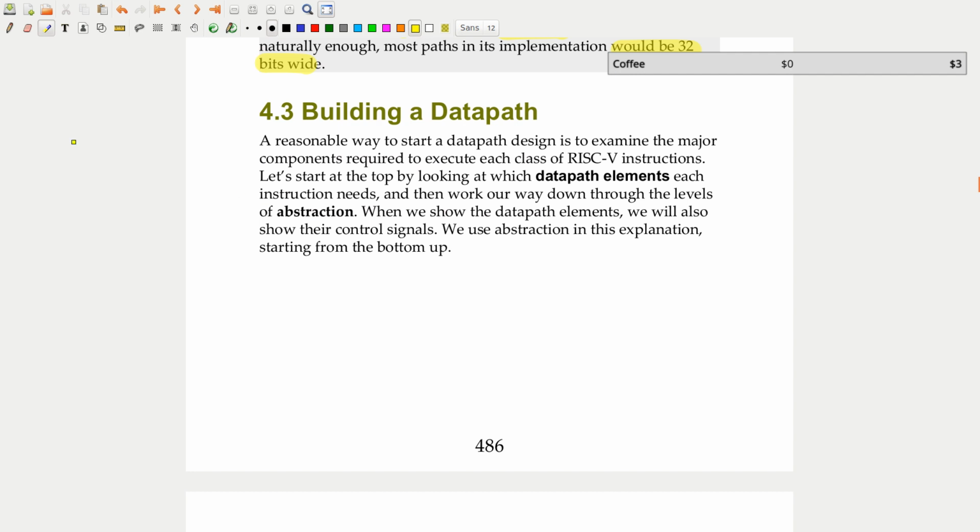So now let's talk about the data path. A reasonable way to start a data path design is to examine the major components. So let's start looking at which data path elements each instruction needs. That way we can work our way through abstraction instead of having to tackle this all at once.